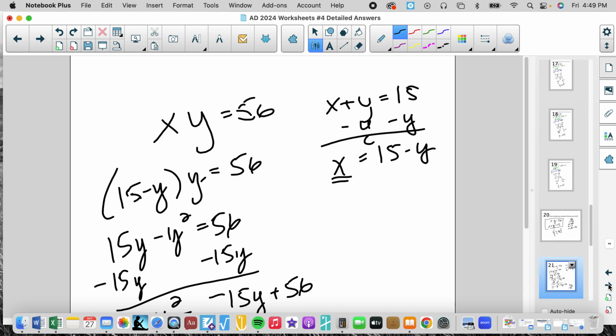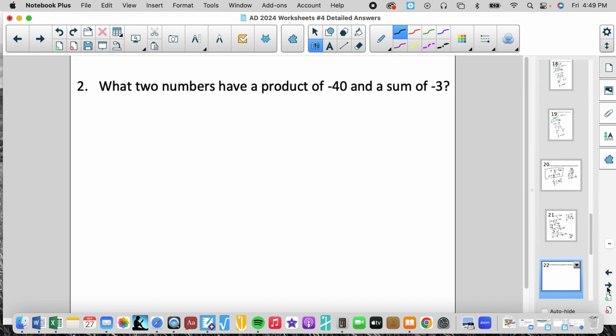So, I don't know, you can do it either way. What two numbers have a product of negative 40 and the sum of negative 3? Ooh, so x times y equals negative 40, and x plus y equals negative 3.